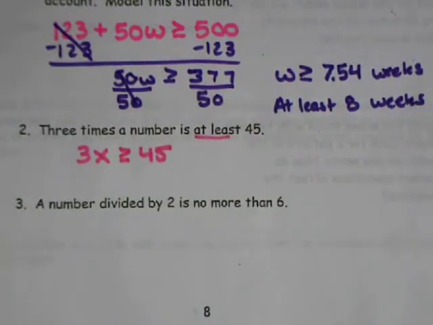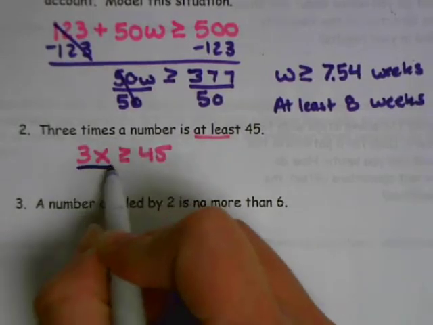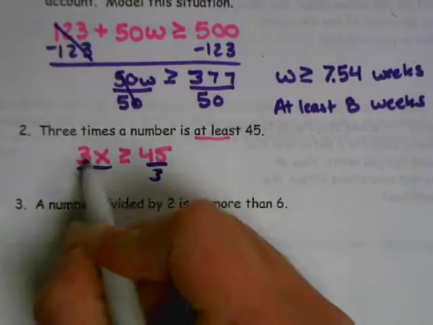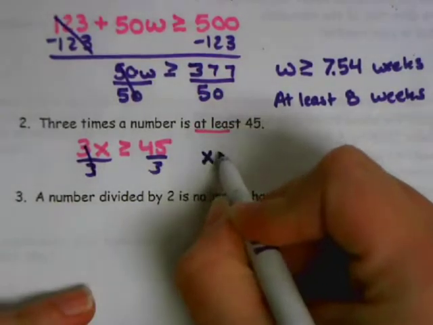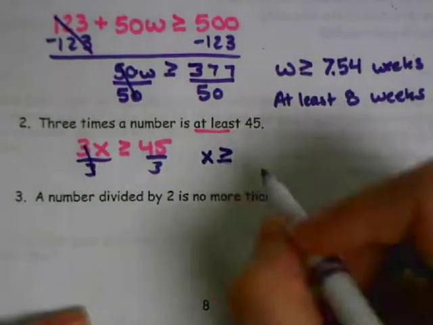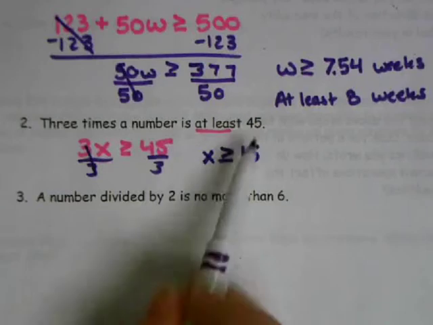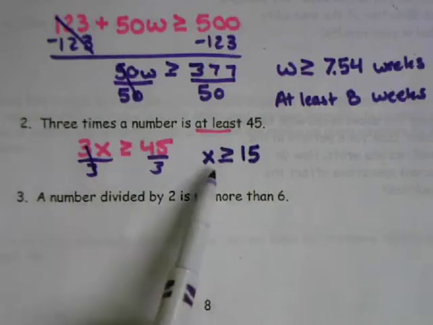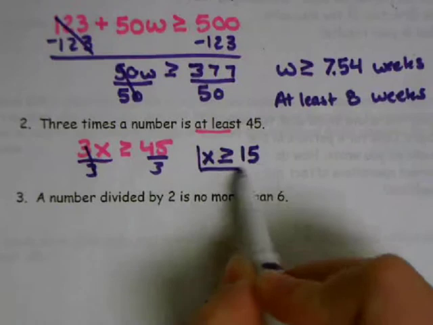Would we be able to solve that? How do you get rid of 3 times x? Divide both sides by 3. Did we divide by a negative number? Nope, so no flipping signs. Right? X is greater than or equal to, what's 45 divided by 3? 15. So 3 times a number is at least 45, so our number that we start with could be anything that's 15 or bigger, and that would work. So that would be our solution.